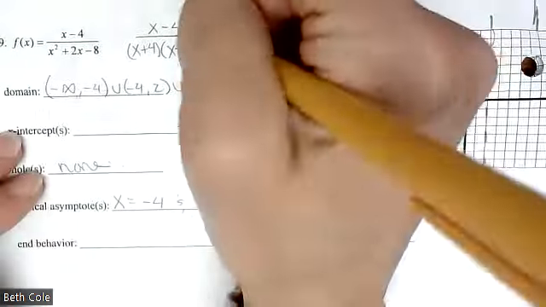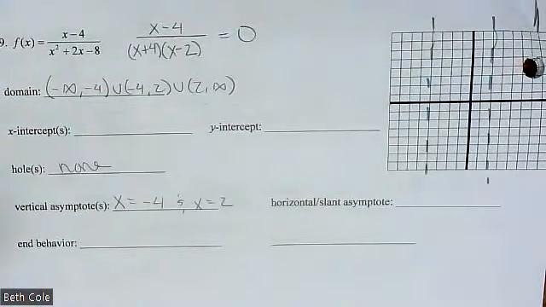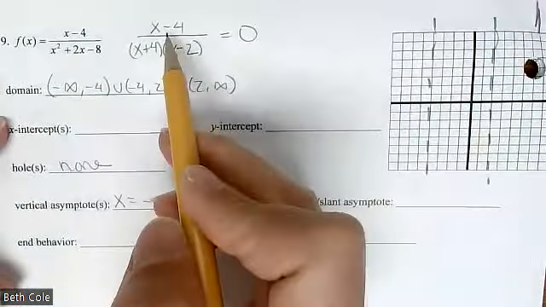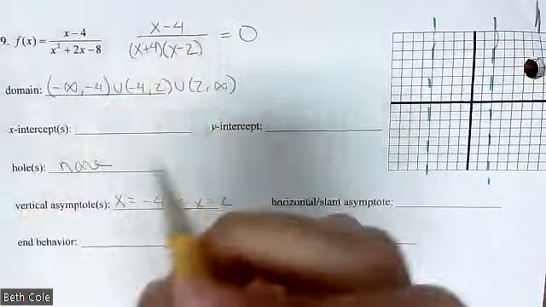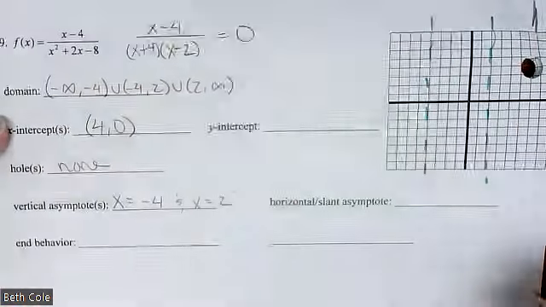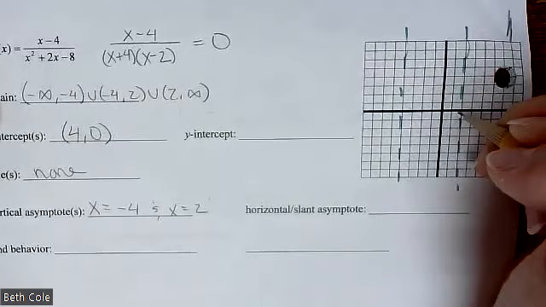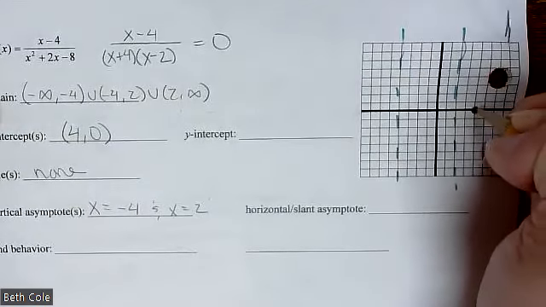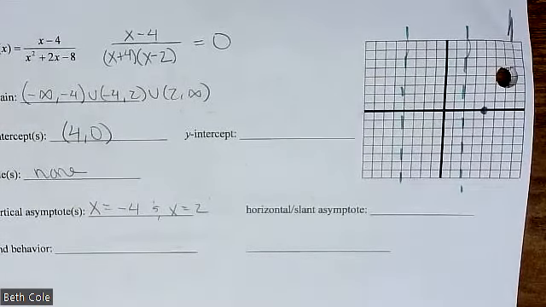All right, so if you set this equal to 0, what's your x-intercept? 4, good. So is that inside the asymptotes or outside? Outside. You're going to get a little bump.